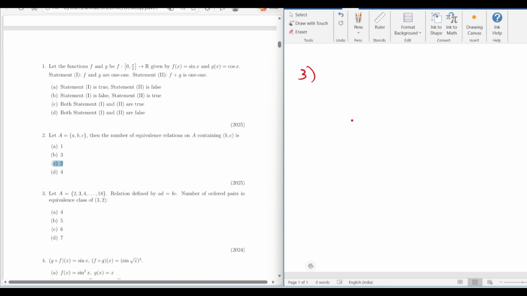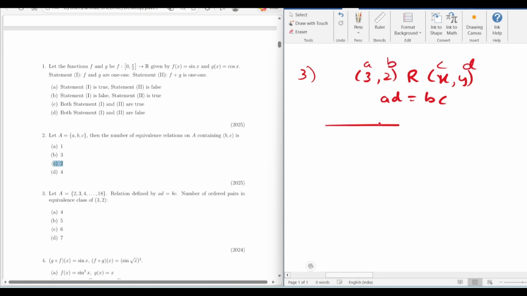Third one. There is a set A equal to {2 to 18} defined by AD equals BC. Find the number of ordered pairs in the equivalence class of (3, 2). Very simple. There is an ordered pair (3, 2), and we have to find the ordered pairs related to (3, 2), let's say (x, y), such that it obeys the condition AD equals BC. Let me take this as A, B, C and D. Now let me consider the values x and y.